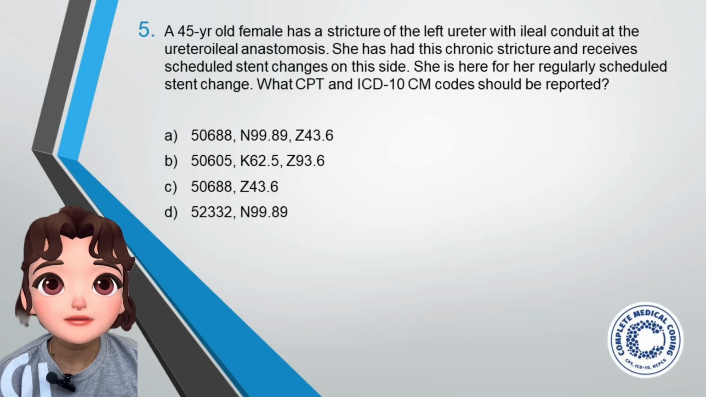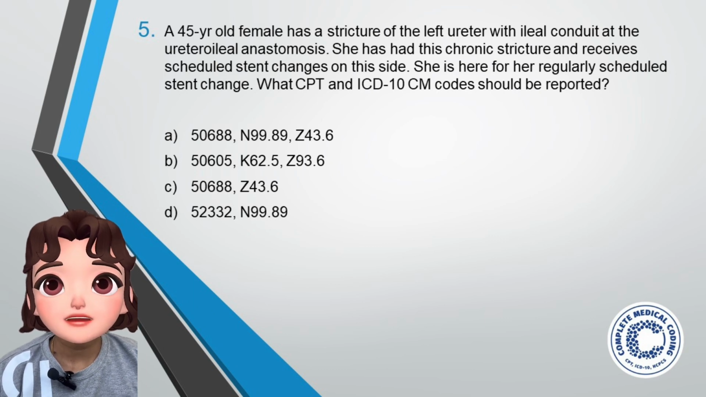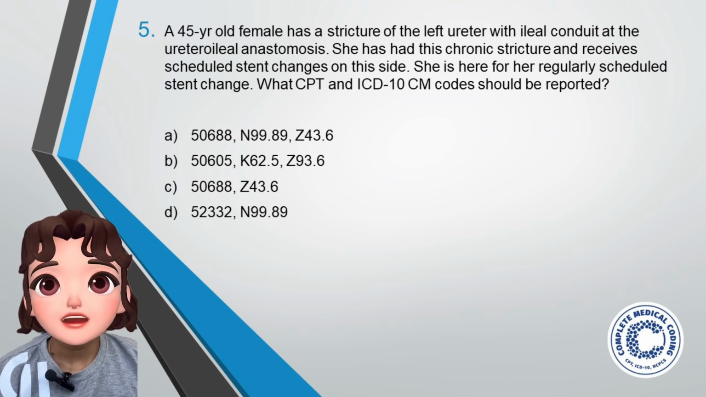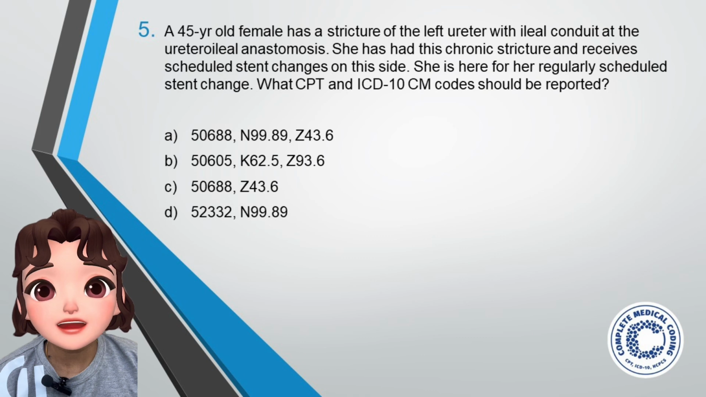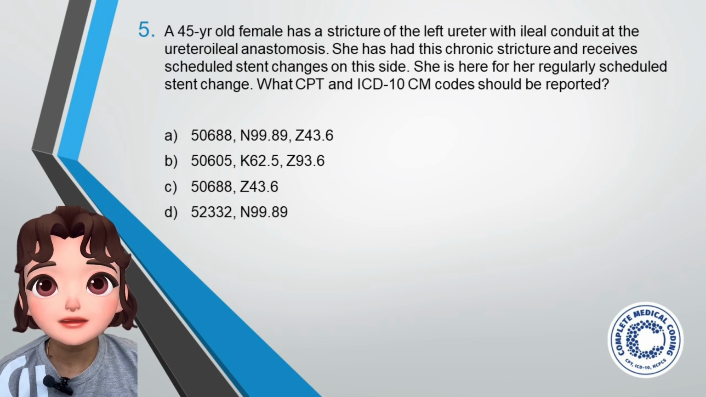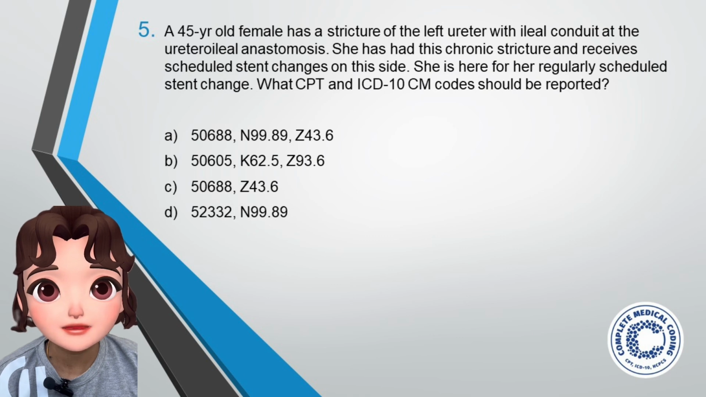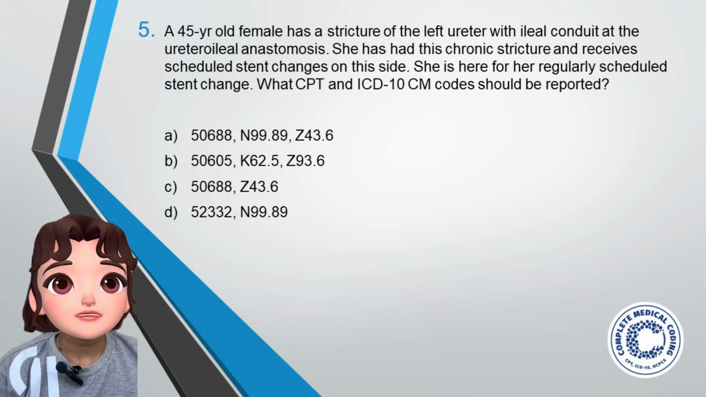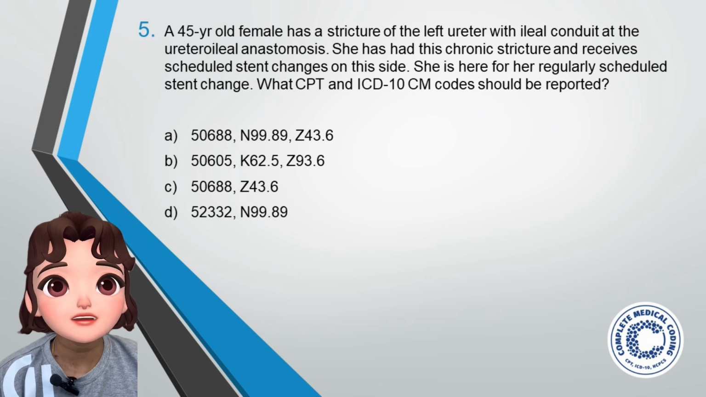A 45-year-old female has a stricture on the left ureter with ileal conduit at the uretero-ileal anastomosis. She has had this chronic stricture and receives scheduled stent changes on this side. She is here for her regularly scheduled stent change. What CPT and ICD-10-CM codes should be reported? So here the patient is having a problem with the left ureter. Here the exact diagnosis is not clearly mentioned, right? Anyway, let's look into the ICD options one by one.